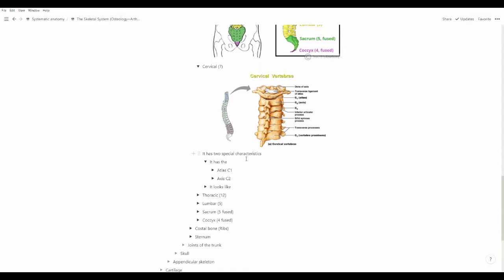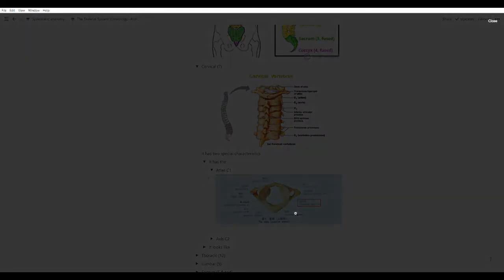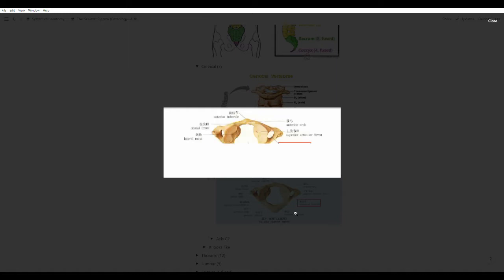They're the first 2 vertebrae of the backbone. So the atlas looks something like this, and we will see the difference. We'll see how this one is differentiated from the other vertebrae later on. So this is a general view of it.